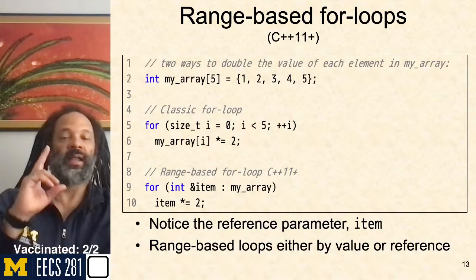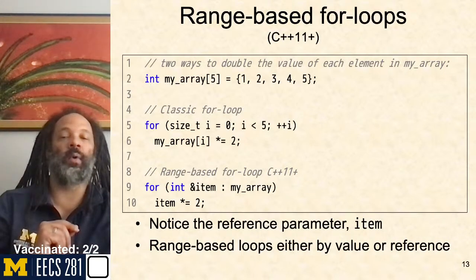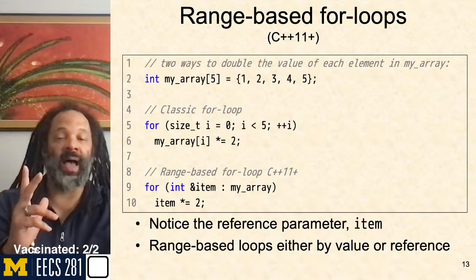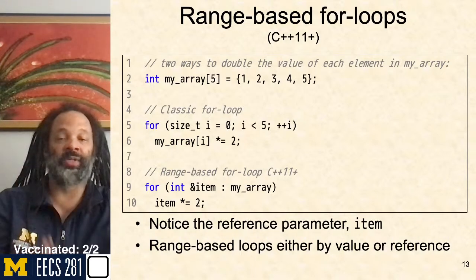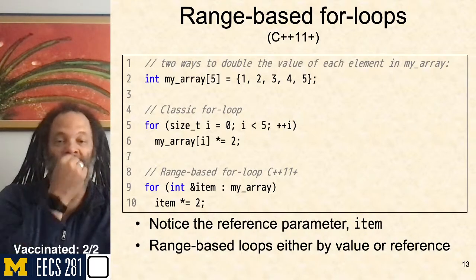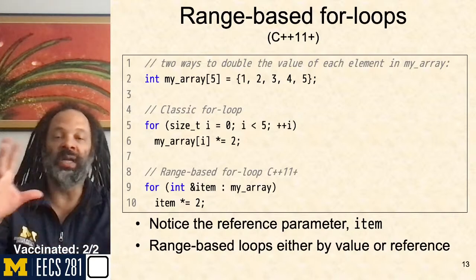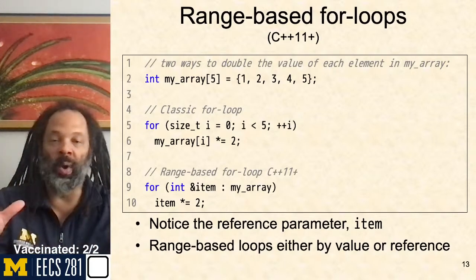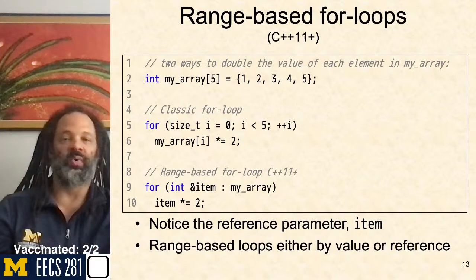So it's important that if you want to change what's going on in my array, or if what's in my array is an object and you don't want to make a copy of it just because you need to reference something, you need to use that reference declaration in there. So the reference declaration is optional. You need to know when to use it and when to leave it alone.